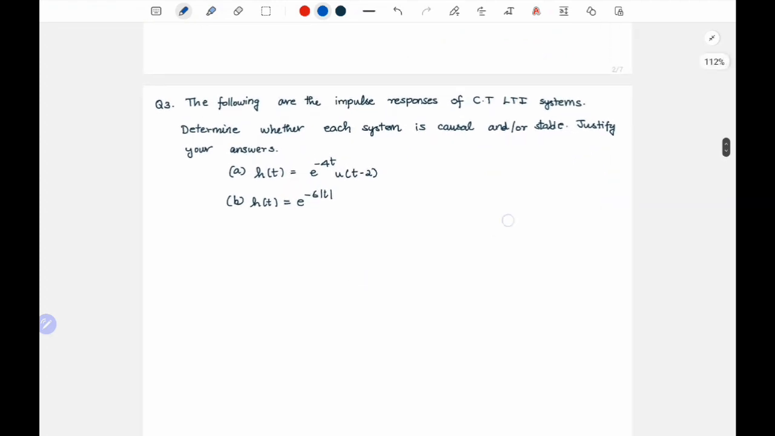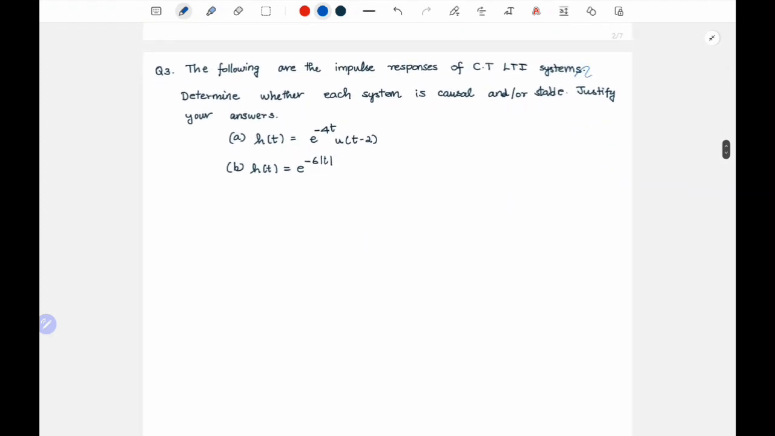The following are the impulse responses of continuous time LTI systems. Determine whether each system is causal and or stable. Justify your answers. So we already saw the properties of LTI systems. With just the impulse response, we can say whether the system is causal and also the stability condition we can derive. So for causality, what is the condition?